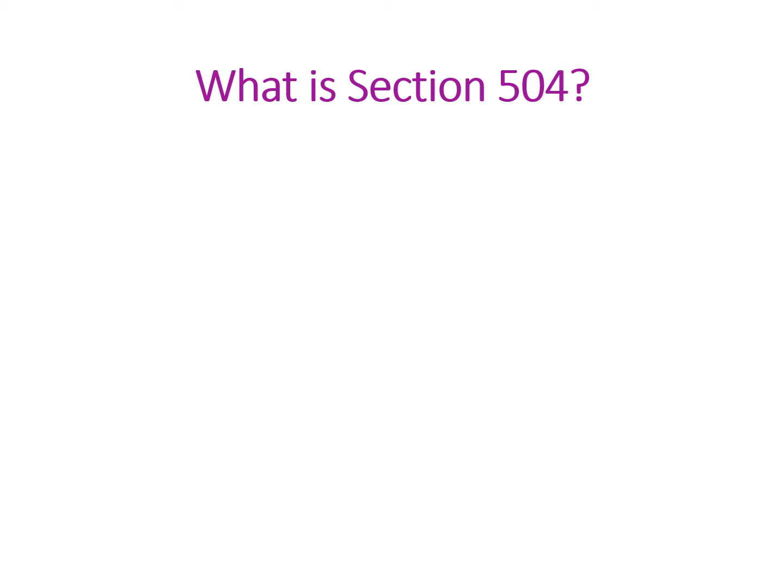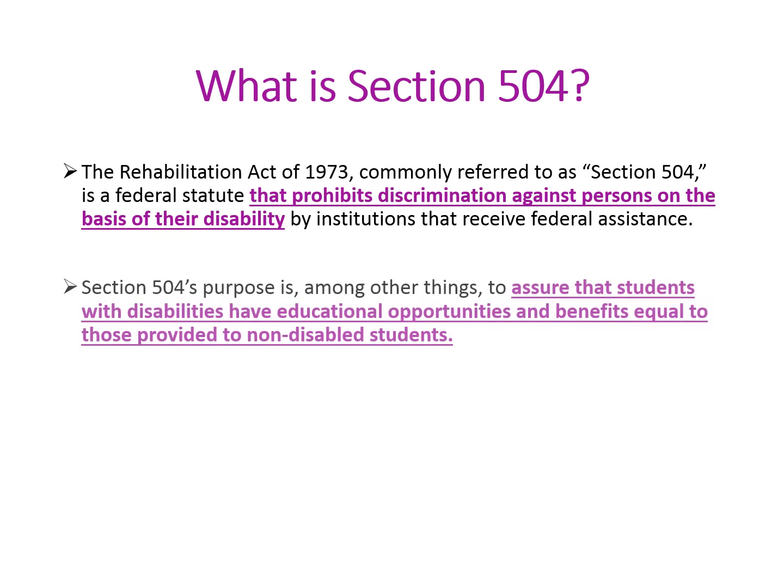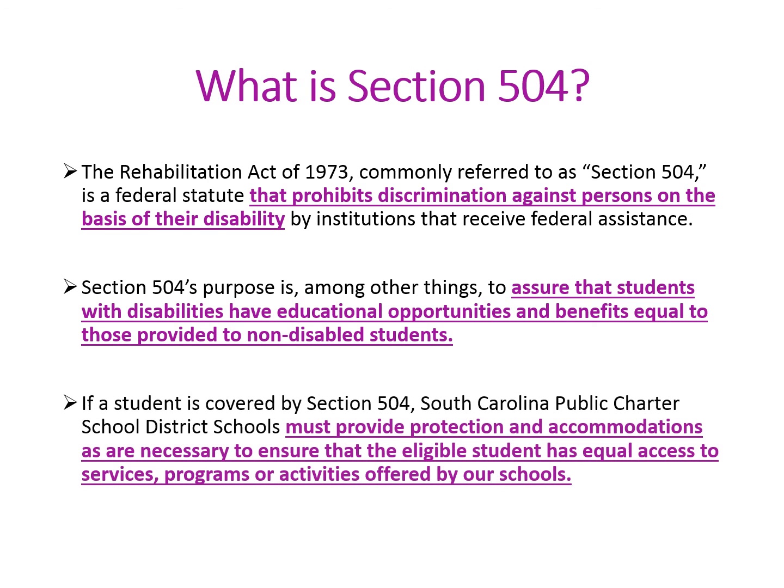So, what is Section 504? The Rehabilitation Act of 1973, commonly referred to as Section 504, is a federal statute that prohibits discrimination against persons on the basis of their disability by institutions that receive federal assistance, such as schools. Section 504's purpose is, among other things, to assure that students with disabilities have educational opportunities and benefits equal to those provided to non-disabled peers.